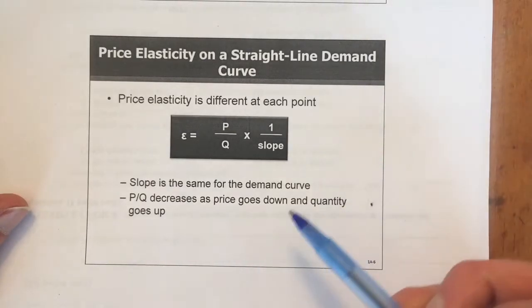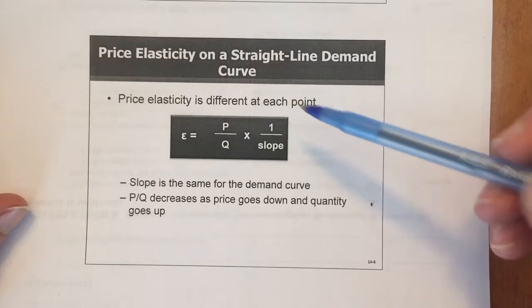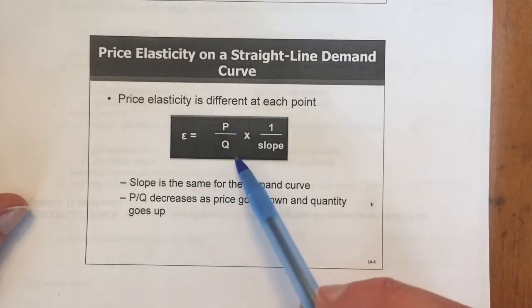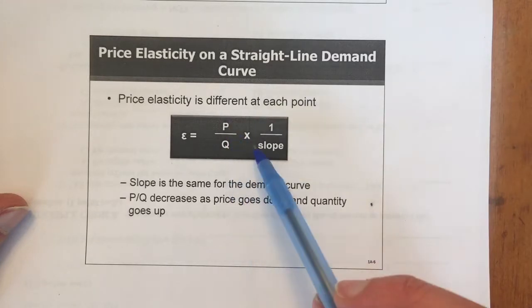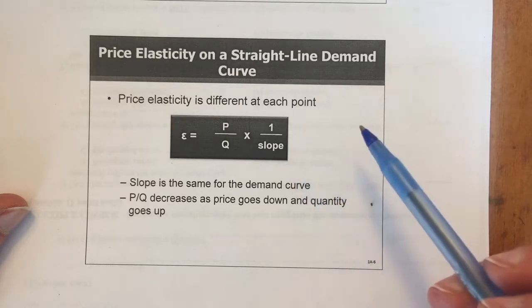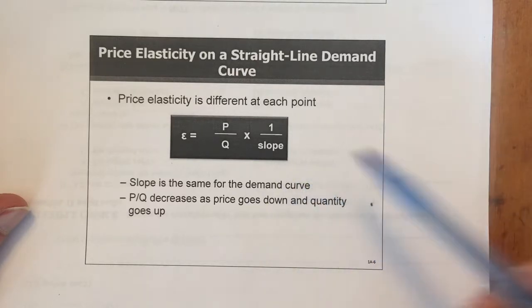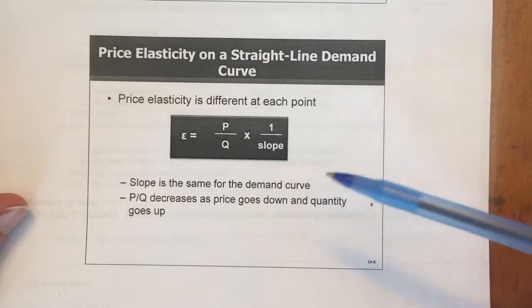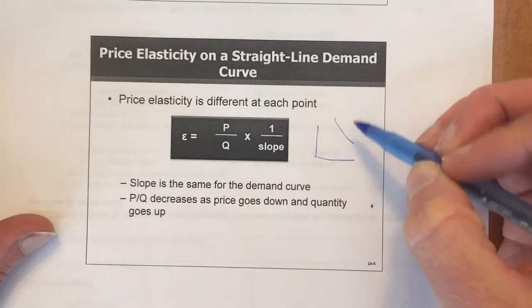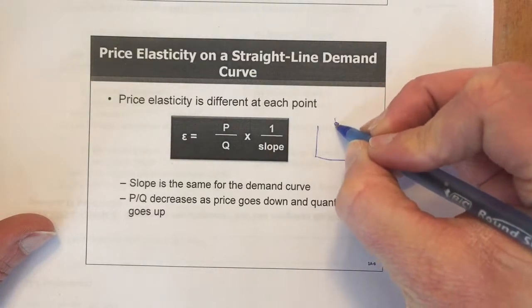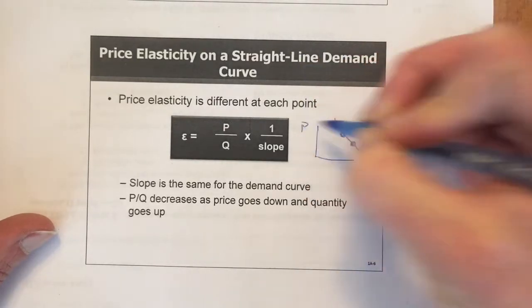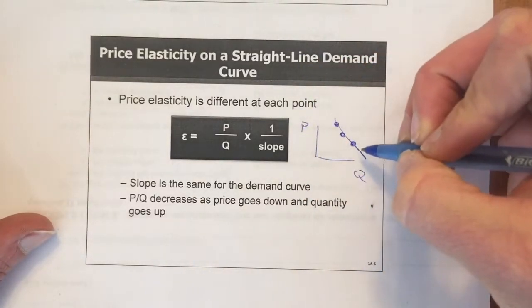So this is really just a summation of what we've talked about: elasticity is considered at one particular point of price and quantity and its relationship with the slope. If we just have one demand curve, the slope will remain the same, but at each point on that demand curve, there is going to be a different elasticity.